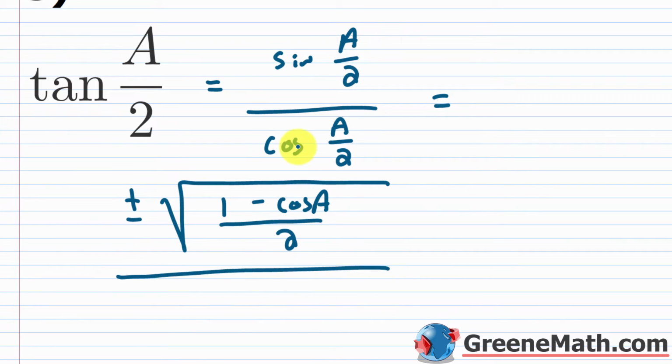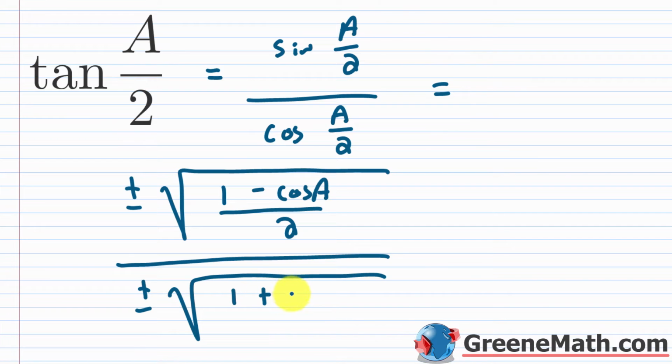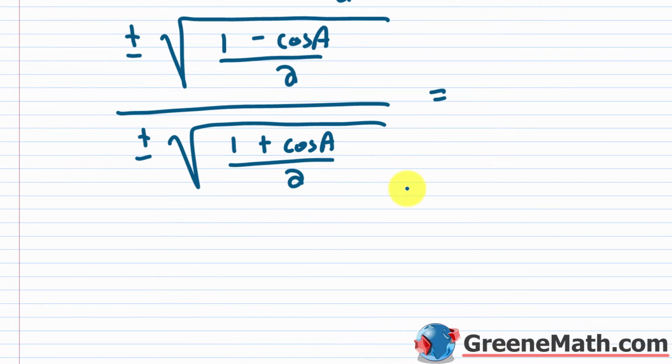And then this would be over your cosine of a over 2. So this is plus or minus the square root of 1 plus the cosine of a over 2. Okay, so how are we going to simplify this? It's actually pretty easy overall. First and foremost, if you have plus or minus over plus or minus, just think about the fact that you could either have the same signs or different signs, so you're going to end up with plus or minus again. Okay, so that's very simple to understand.